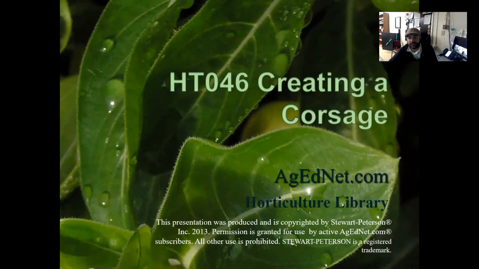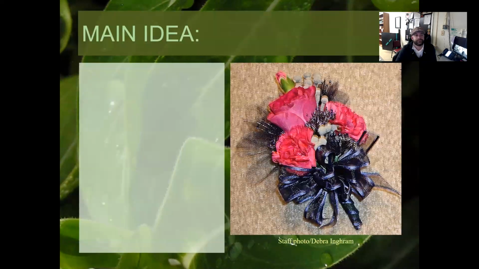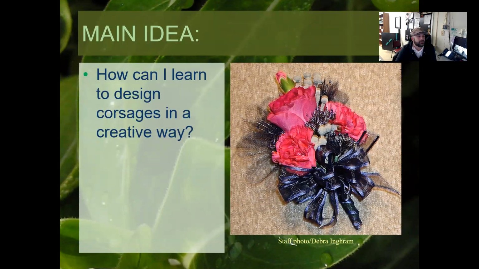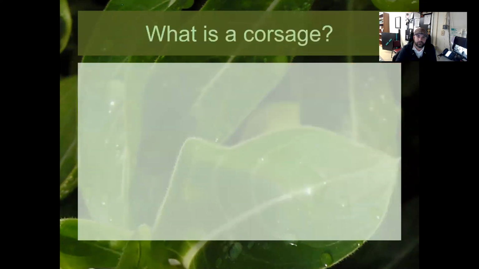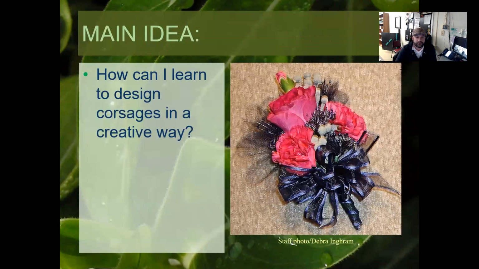Dan coming to you from the Landscape Design Classroom, and today I'm going to talk to you about creating a corsage. Main idea, how can I learn to design corsages in a creative way? So the corsage on the right is a corsage made of roses and carnations, perhaps a little bit of baby's breath down in there and wrapped up with a nice ribbon.